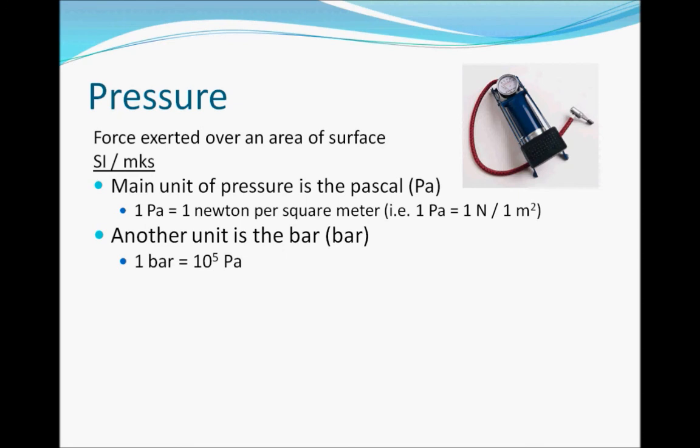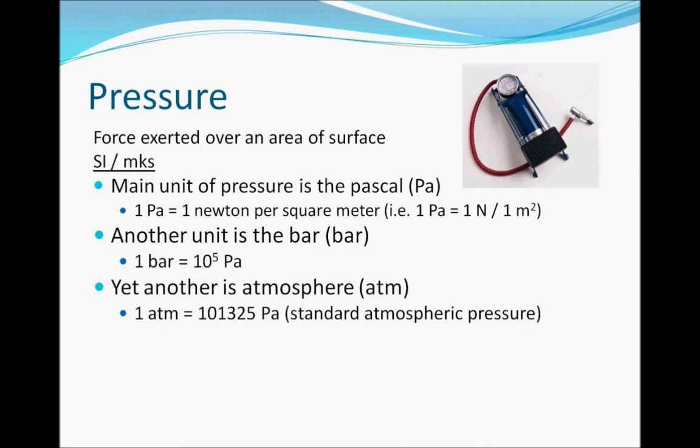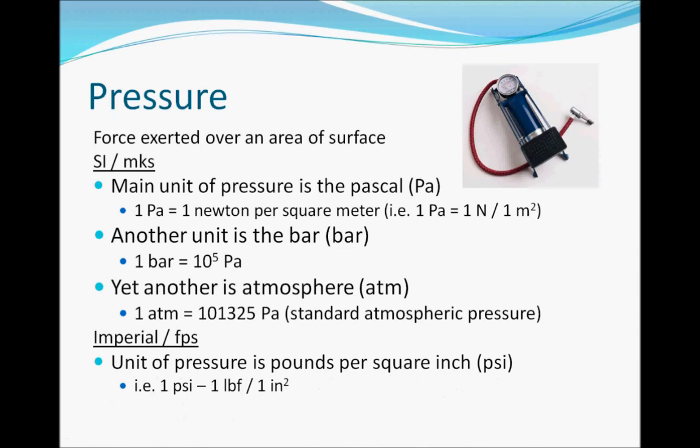If you want a number even closer to the normal atmospheric pressure, you could use the unit called atmospheres, which is exactly 101,325 pascals, which is very close to the 100,000 pascals that make up a bar. In the imperial system, the unit for pressure is pounds per square inch, or PSI. And just remember that it's pounds force divided by square inches, which again is like the Pascal. It's a force divided by an area.